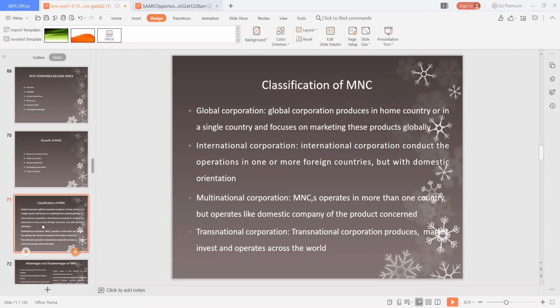Next, classification of MNCs. A global corporation produces in its home country or in a single country and focuses on marketing these products globally. An international corporation conducts operations in one or more foreign countries but with a domestic orientation. A multinational operates in more than one country but operates like a domestic company of the country concerned. A transnational corporation produces, invests and operates across the world. Classification of MNCs is already covered as part of globalization.